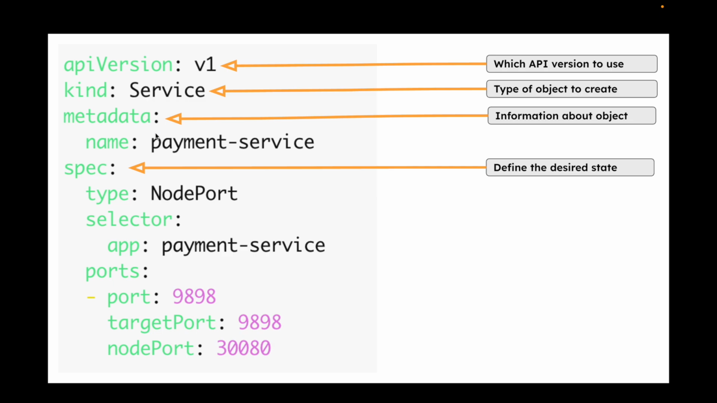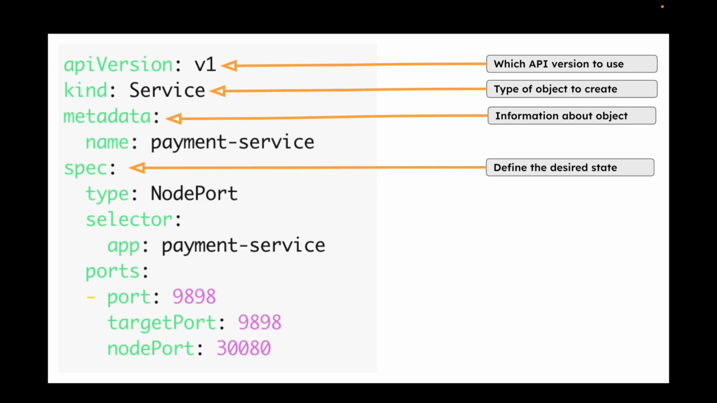And then finally we have the spec. Now this is where you define the desired state, like how many replicas you want, what container image to use, what ports to use. All that information goes under your spec. And as you can see here, the indentation is very important with your YAML. So everything Kubernetes needs is declared in these 4 sections: API version, kind, metadata, and spec.